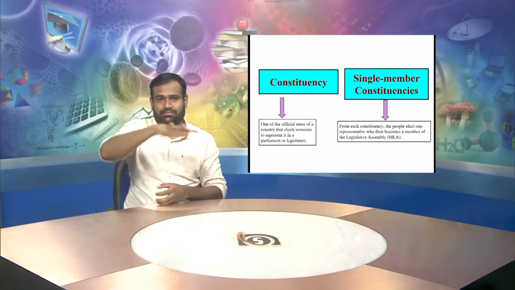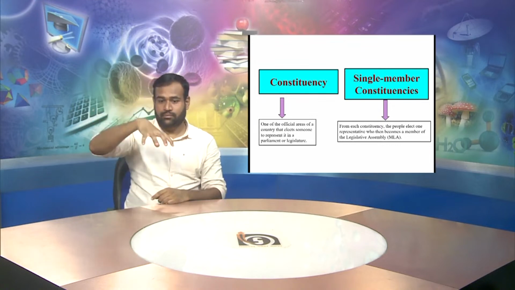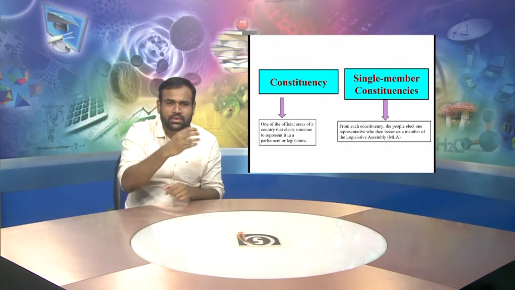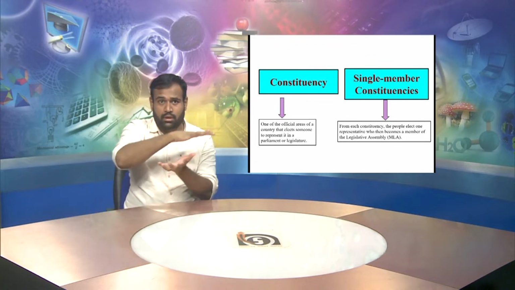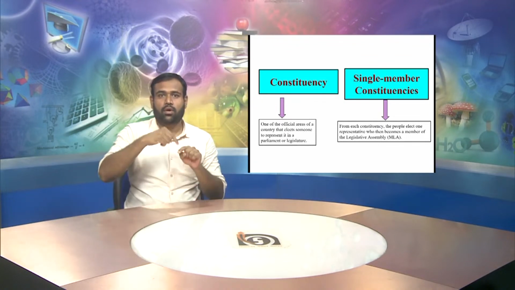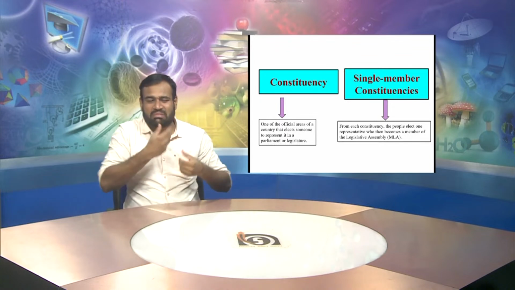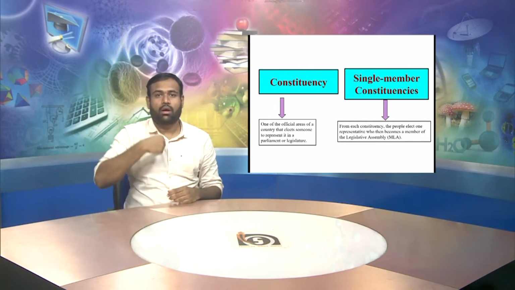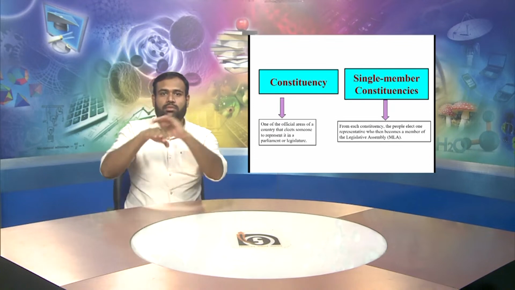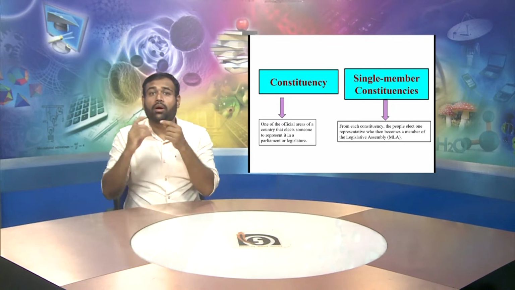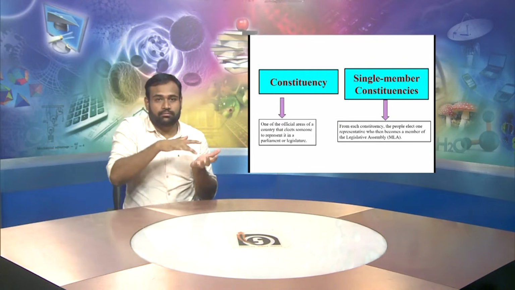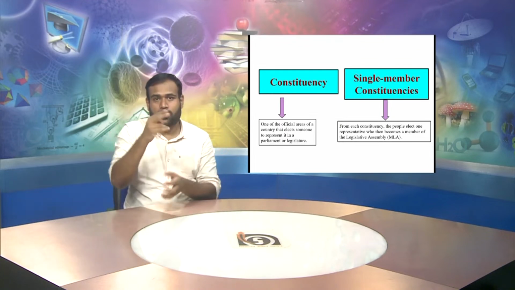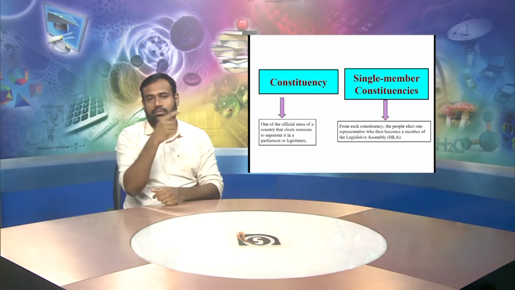Let us now understand constituency. A constituency is one of the official areas of the country that elects someone to represent it in a parliament or legislature. On the other hand, single member constituencies means from each constituency the people elect one representative only, who then becomes a member of legislative assembly.